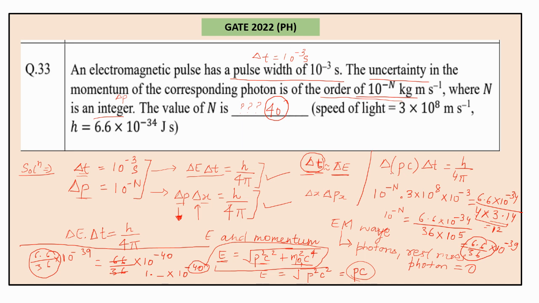Put pc here. The p value is given to us, the c value is given to us, the delta t value is given to us, equal to h upon 4 pi. The h value is given to us, 4 into 3.14. Just do the simple calculation and you will get your n value. Okay. I think it's correct. Got it, everyone? Shall I move to the next question?